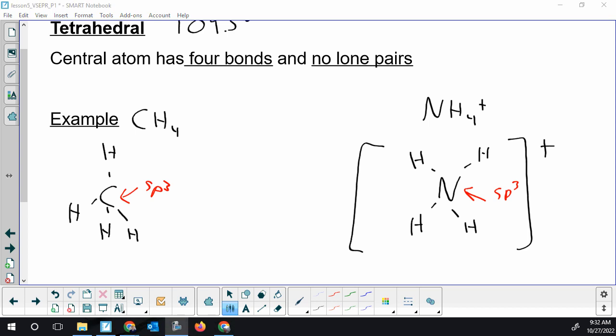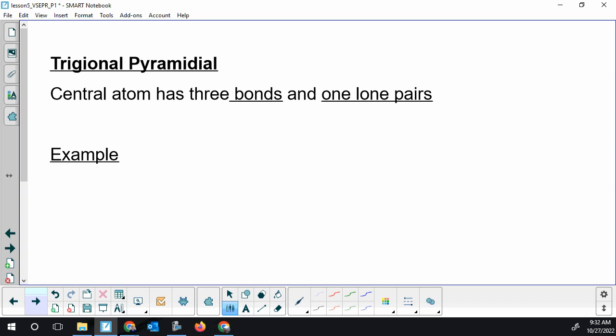So fourth shape, trigonal pyramidal. We finally have lone pairs. This is where you need to be drawing them in or understanding they're there. If you have 3 bonds and then another grouping of electrons, this would be 4 pairs of electrons. But the electrons don't show up in the name.